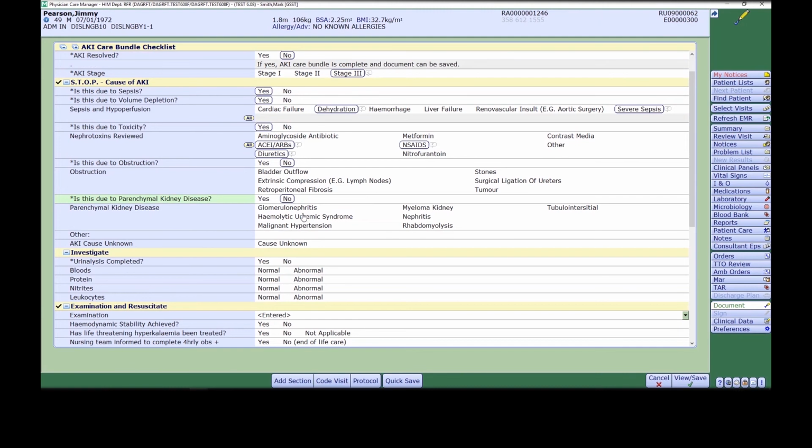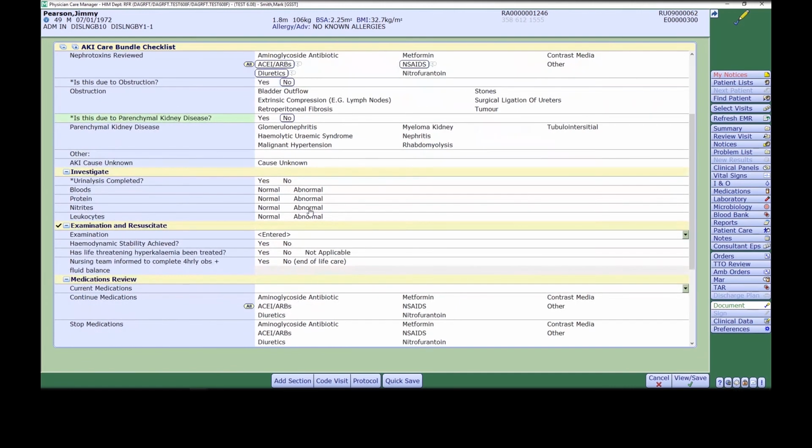The next step after identifying the cause would be your investigations. Urinalysis is something that we often do, but we're very poor at documenting. The reason that's important is because the urinalysis is the bit which will point you towards whether it is parenchymal kidney disease. And in that example, you would normally have gross proteinuria. So in this example, we will say that the patient has a normal urine dipstick, and we will document it here, and that the urinalysis was complete.